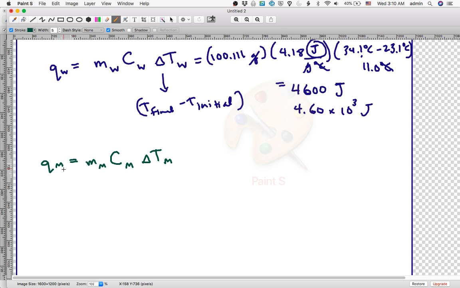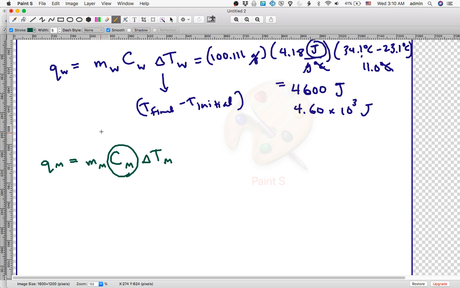The metal was hot, and then you put the metal in cold water, so the metal cooled off. So the heat that the metal lost is equal to the mass of the metal times the specific heat capacity of the metal times the change in temperature of the metal. So you have to solve this equation for this. Once you solve it, you will have the specific heat capacity of the metal. That's how you figure this out.